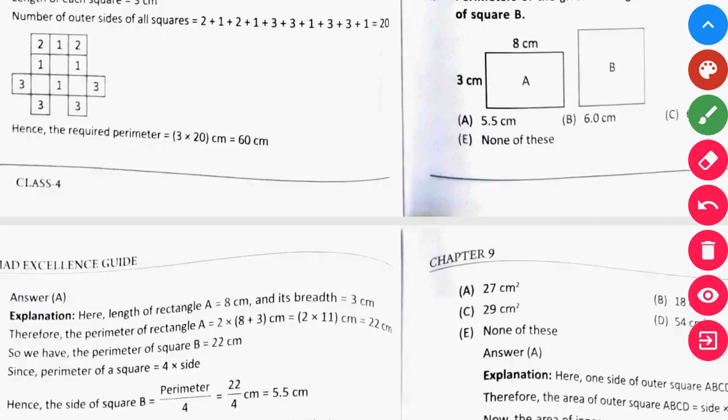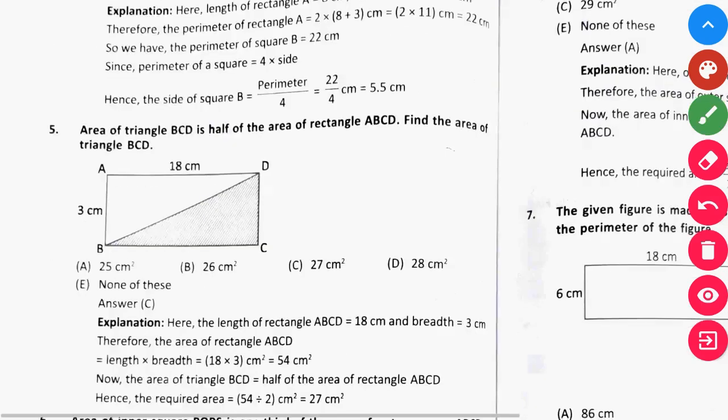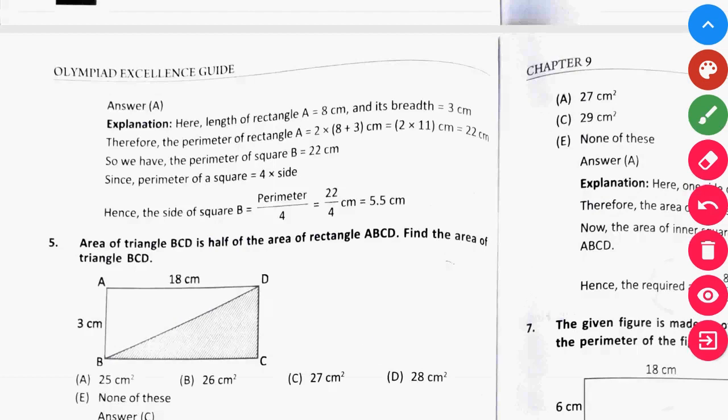Not understood? Okay. Then now this one. Area of the triangle BCD is half of the area of rectangle ABCD. Find the area of triangle BCD. Now see, first we have to find the area of rectangle, and if we get the area of rectangle, we have to make its half so that we can get the area of triangle BCD.